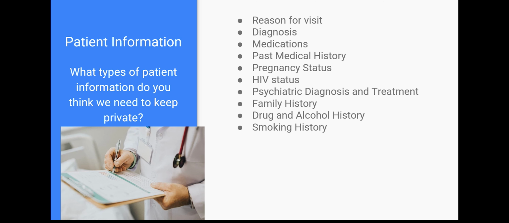The types of patient information that we need to keep private are the following: a patient's reason for visit at the hospital, the patient's diagnosis, the medications that the patient is on, their past medical history, their pregnancy status, their HIV status, psychiatric diagnosis and treatment, their family history, their drug and alcohol history, and their smoking history.